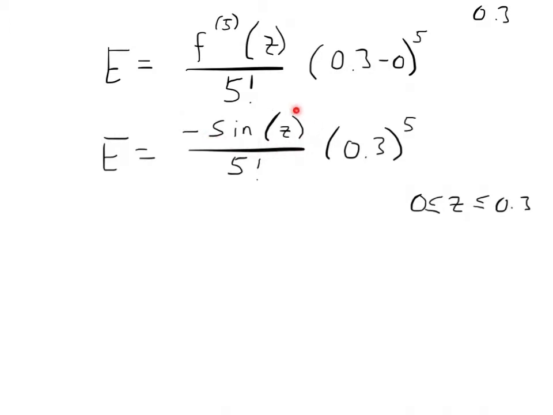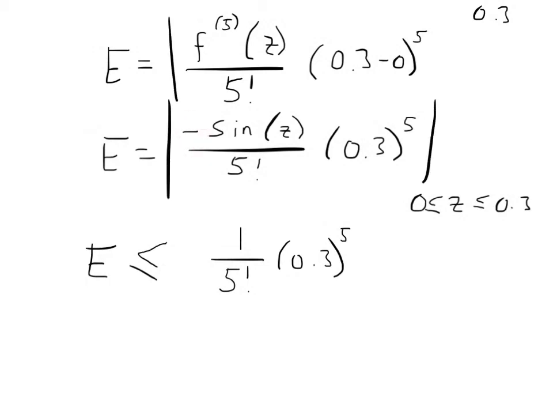The sine of anything is never more than 1. Which means I know that my error certainly has to be less than or equal to 1 over 5 factorial times 0.3 to the 5th. By the way, I got rid of this negative here because, to be honest, all along this was supposed to be absolute valued.